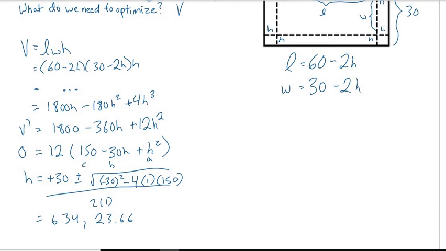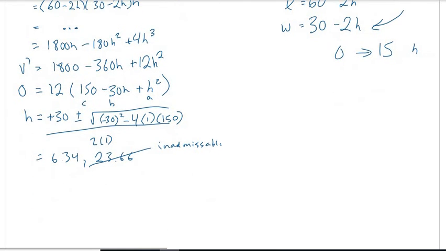But I'm seeing a problem here. Take a look at our width. Looks like we only have 30 centimeters of play here, so we can only get rid of 15 centimeters. Our maximum height is 15 centimeters. The height could only go from 0 to 15. So that's going to be inadmissible, and 6.34 is going to be our only option here.